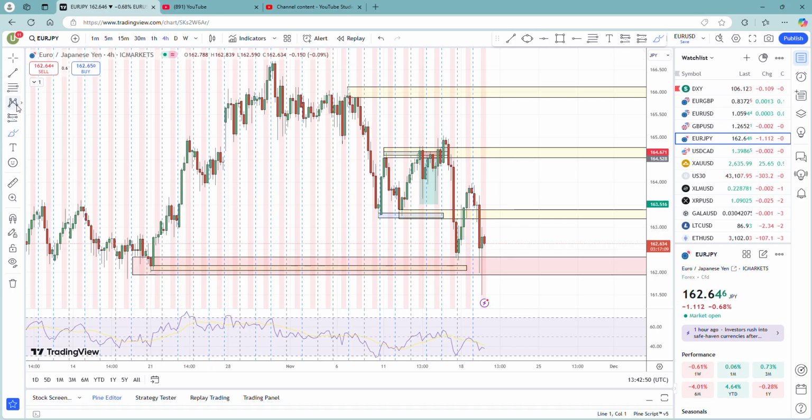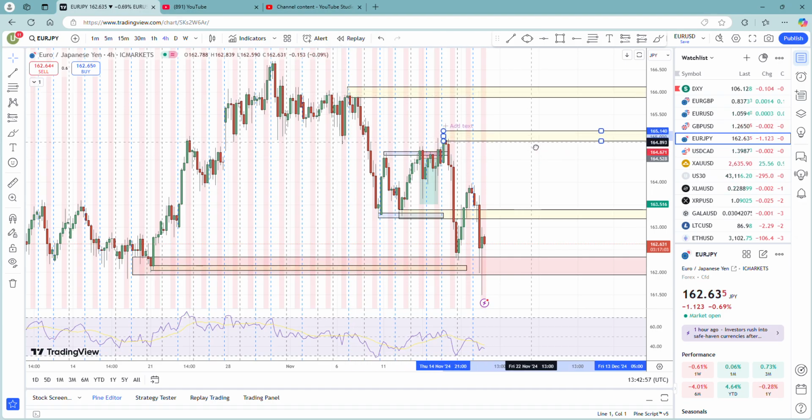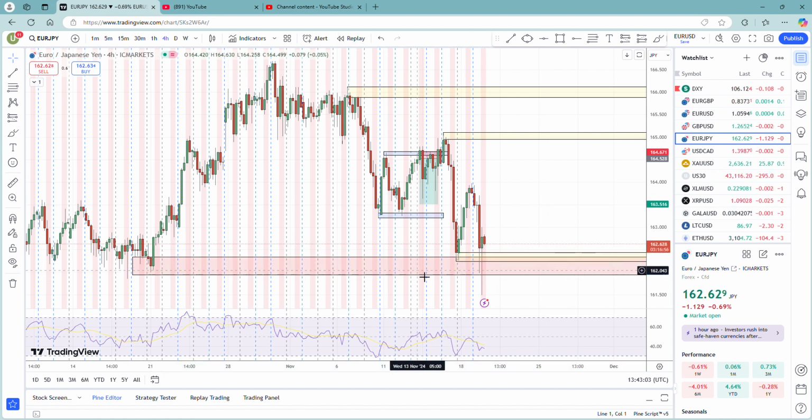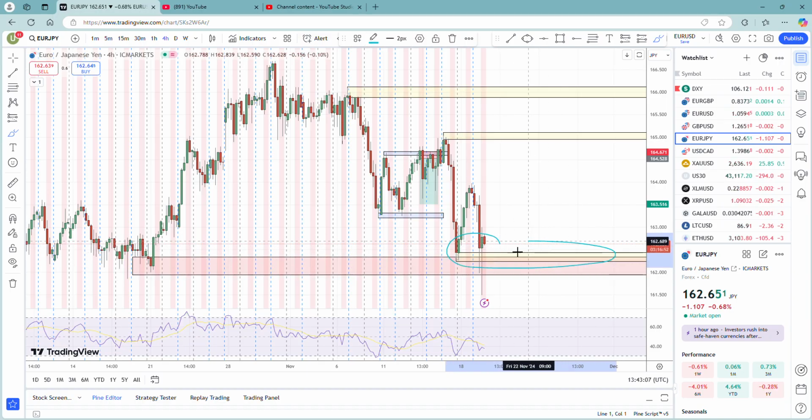If we update the levels now, so you've got here, this is a H4 resistance. Here is another H4 resistance here. Here is your H4 support. Price can reject this H4 support level and go up to this level here. There's also a slight H4 resistance region here.